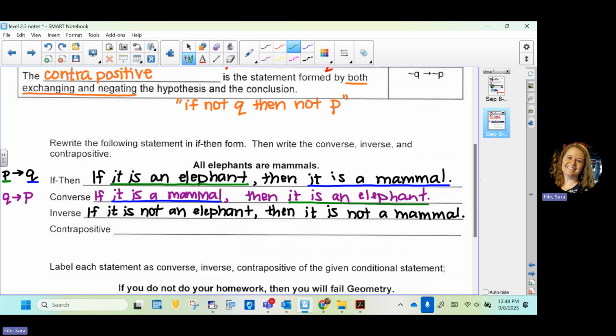So I kept the P and the Q in the original order, but added that word not. I negated both of them. So I did, if not P, then not Q.